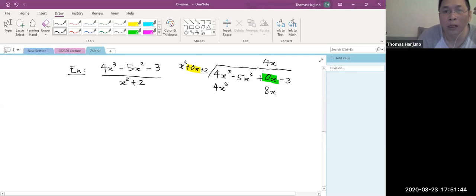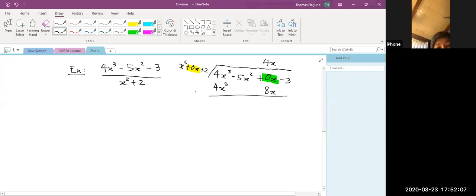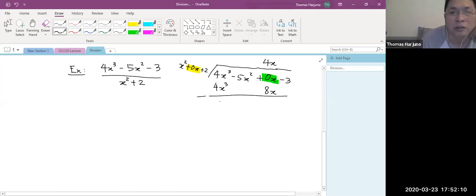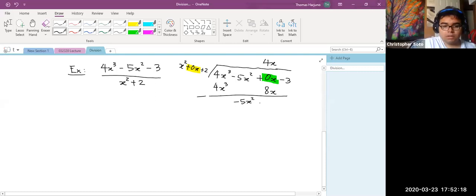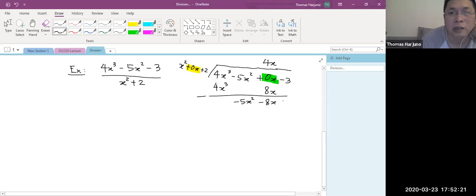The reason I write it here in yellow, I said earlier that you can skip it if you want. But when you plug them in, be sure that you keep the place value, the place-holding thingy. Now then, when I subtract here, of course, as we expect, this part should cancel. This part should go down because it's subtracted by 0x squared. And how about this guy here? Negative 8x, and then this one I just carry down. Is it okay, everybody?